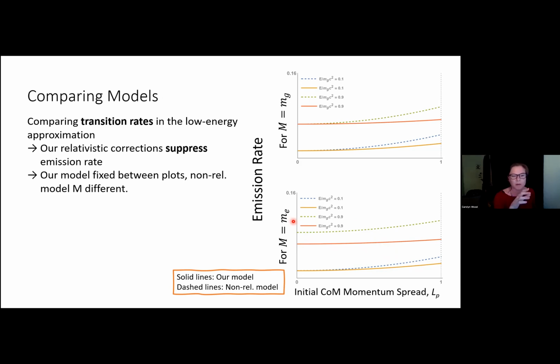Well, the question arose in the course of this analysis, which mass in our model should be compared with the fixed mass of the non-relativistic model? We might initially think that it should be the ground state mass, but then is that also true for the absorption? So we decided to remain agnostic and look at both options. So on these plots, our model is held fixed. So the solid lines are held fixed between the two, and the non-relativistic curves are changing.